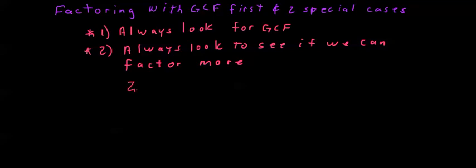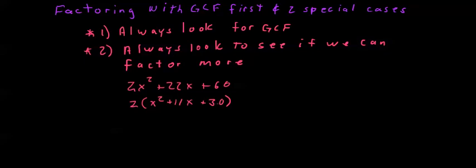2x squared plus 22x plus 60. We look for a common factor. 60 is divisible by 2, 22 is divisible by 2, 2 is divisible by 2. 2 is my common factor. I end up with x squared plus 11x plus 30.